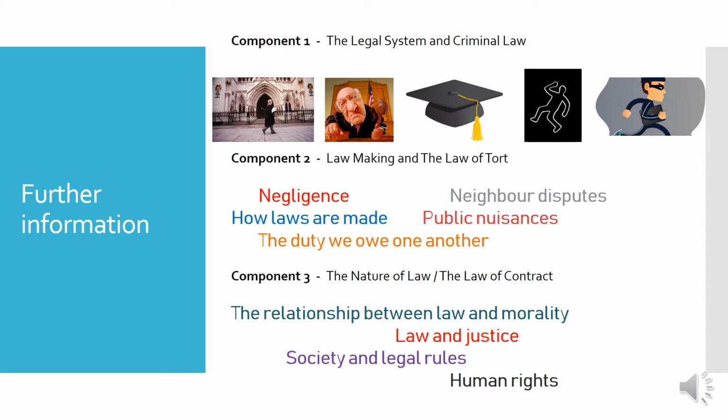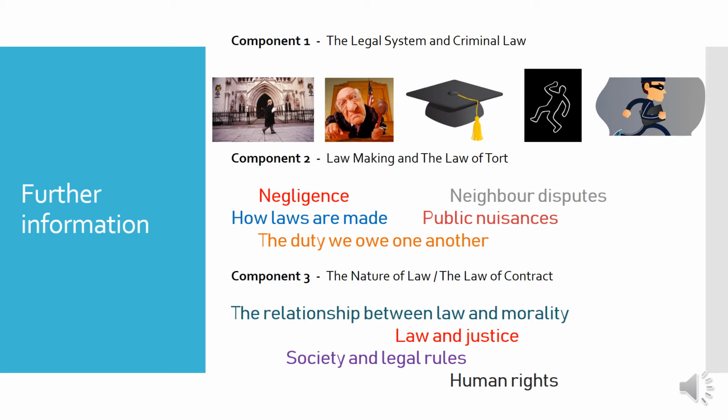The second component then, or unit 2, is known as lawmaking and the law of tort. This type of law moves away from criminal law and it starts to look at civil law in a little bit more detail. So what happens when somebody is negligent? How do you make a claim? Who is responsible? How do neighbors resolve their disputes?